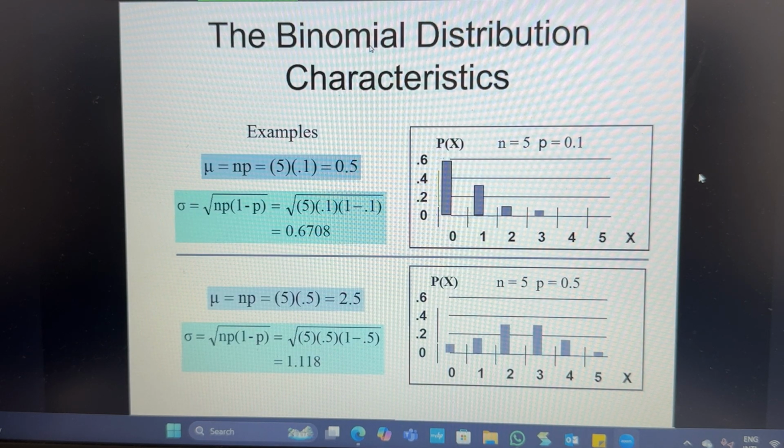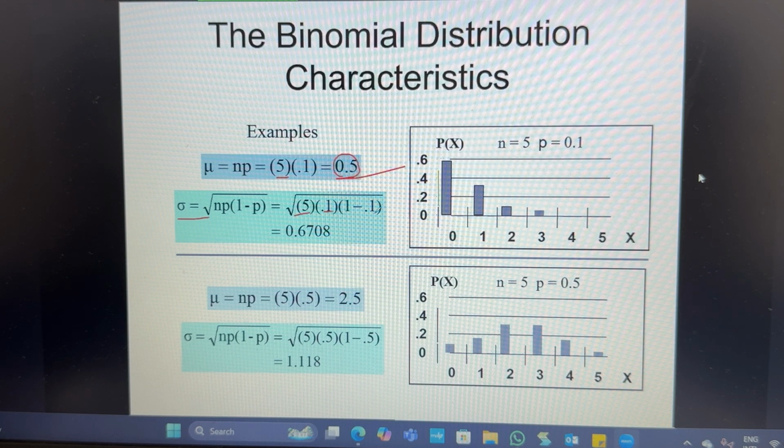So here, if n is 5 and p is 0.1, then EX is 0.5. For the standard deviation here, it is 5 times 0.1 times 1 minus 0.1, then the square root. Likewise, when you change p to 0.5, the standard deviation is 1.118.